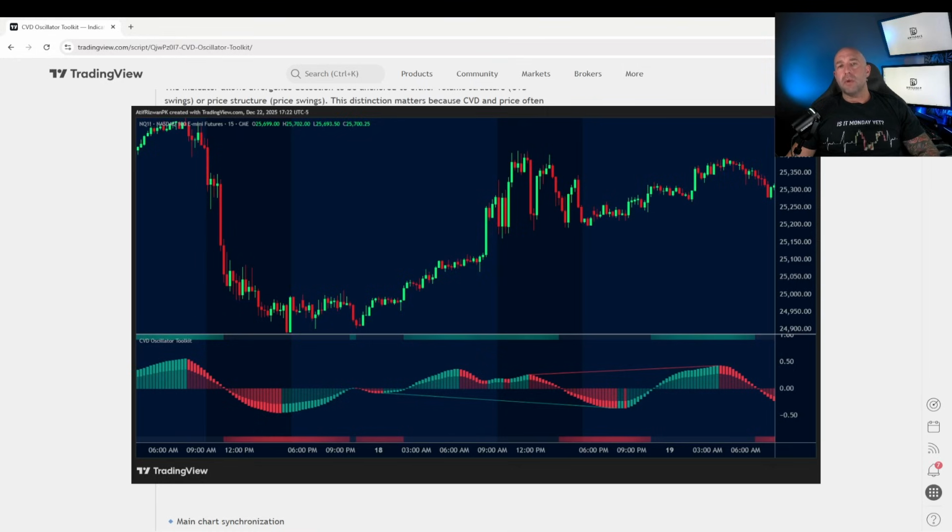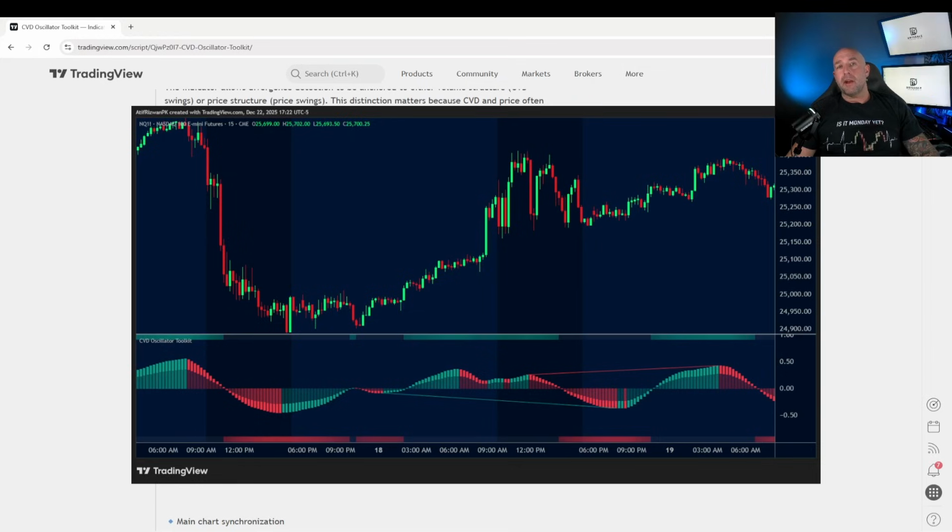Now, there is a swing reference source, so the indicator allows divergence detection to be anchored to either volume structure, like CVD swings, or price structure, such as price swings. This distinction matters because CVD and price often pivot at different times. So anchoring divergences to the wrong structure can produce misleading results. By allowing the user to choose the reference source, the divergence system adapts more effectively to trending conditions, mean reverting environments, or periods of elevated volatility.